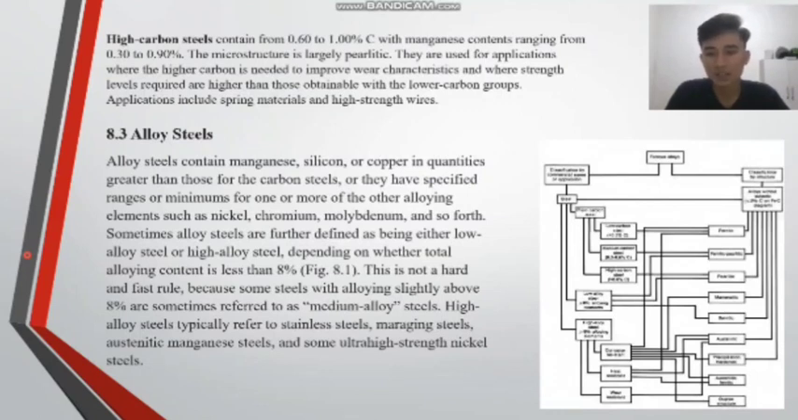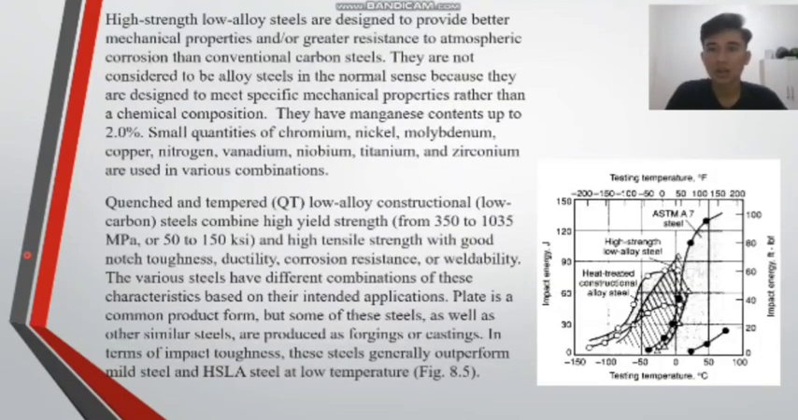High alloy steels typically refer to stainless steel, maraging steels, austenitic manganese steels, and some ultra-high strength nickel steels. Next, high-strength low alloy steels are designed to provide better mechanical properties and or greater resistance to atmospheric corrosion than conventional carbon steels. They are not considered to be alloy steels in the normal sense because they are designed to meet specific mechanical properties rather than a chemical composition.